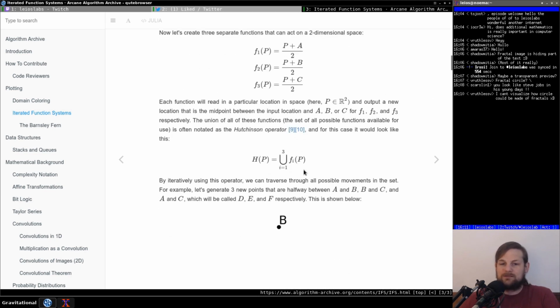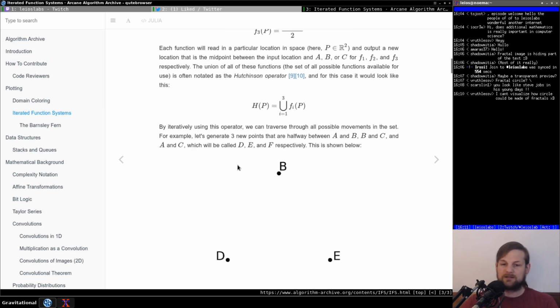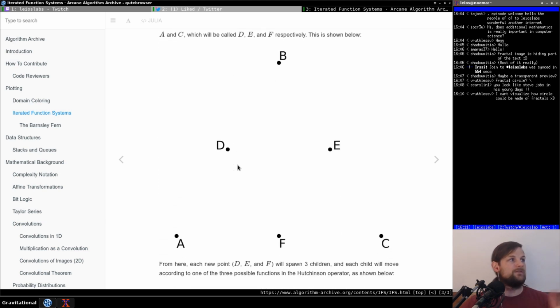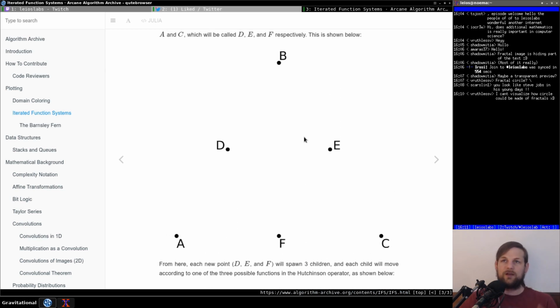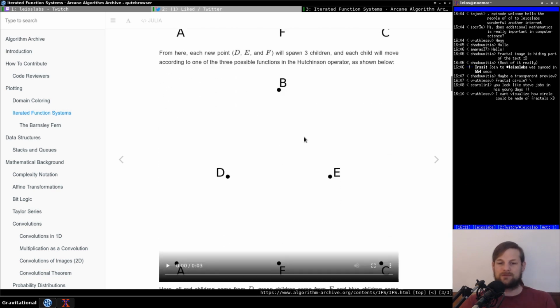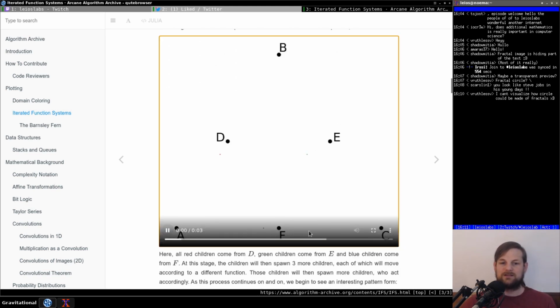You can combine these guys all into one large function system called a Hutchinson operator, and for the sake of the argument, let's say we create 3 new points, D, E, and F, and we allow each of them to generate 3 children. One child from each of the parents will move towards A, another child will move towards B, and another towards C, which will create some sort of visualization like this one here. So we get 3 new points to the left, 3 to the right, and 3 up.